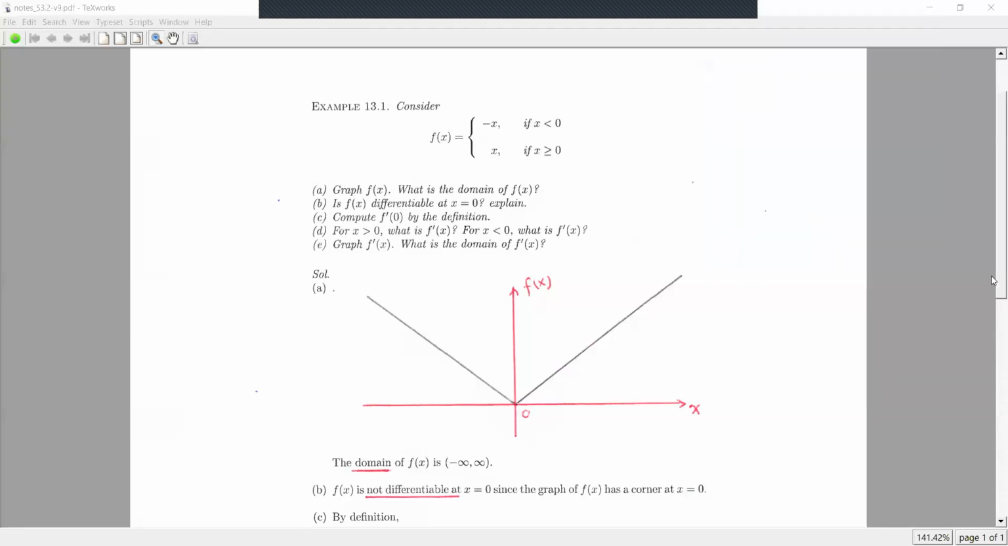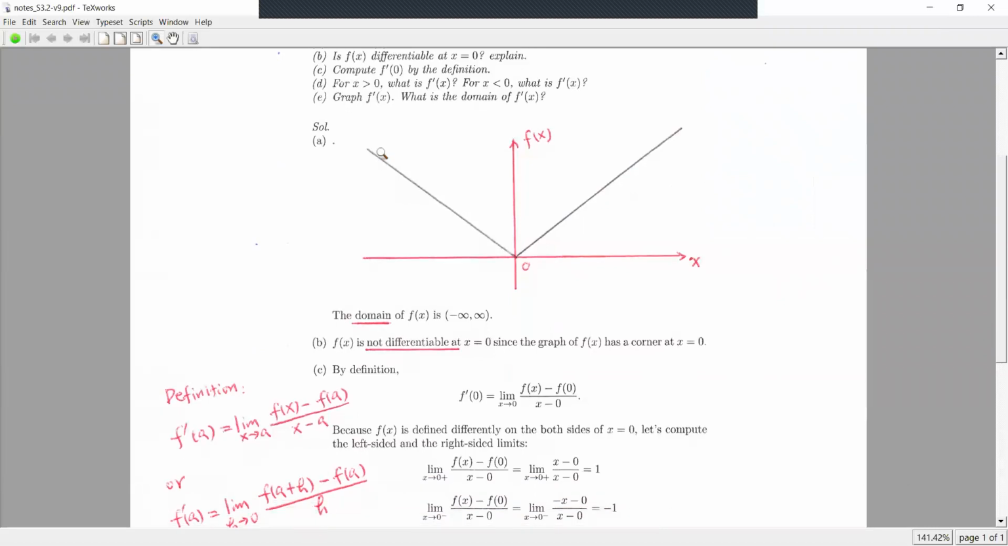Part B. The graph of the function has a corner at x is 0. At a corner, the graph has no tangent line. Therefore, at x is 0, the function has no derivative. In other words, the function f is not differentiable at x is 0. The reason is the graph of the function has a corner at x is 0.